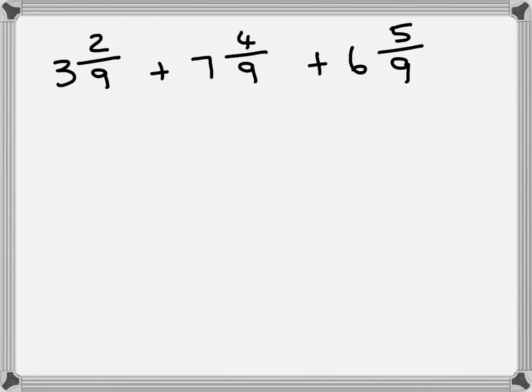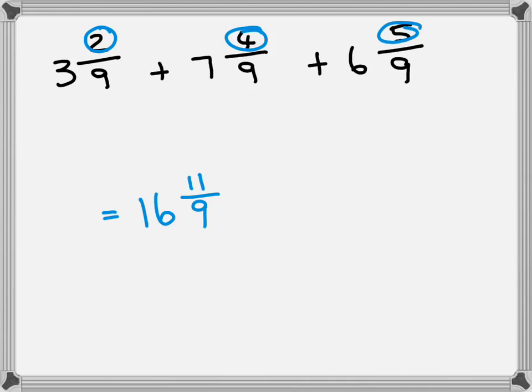Once again, we're going to add up our whole numbers. 3 plus 7 is 10, plus 6 is 16. So we're going to write the 16 down. Okay. Then we've got the same denominator, 9, 9, 9. So that's all good and well. We can add the top ones up. 2 plus 4 is 6, plus 5 is 11. There's our answer, but it's not good enough.